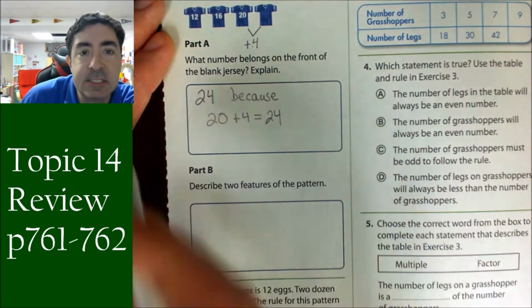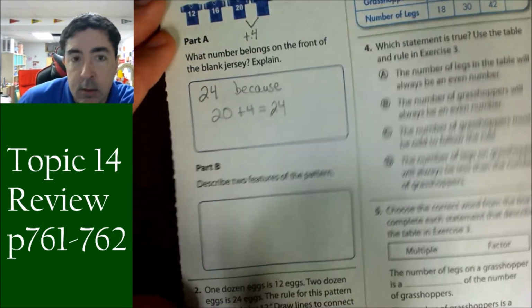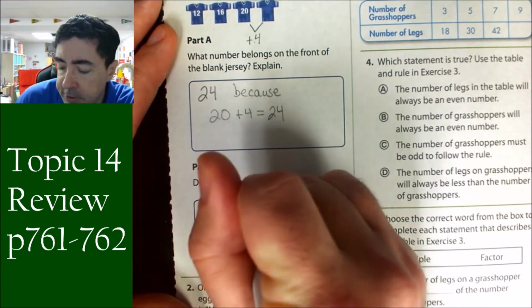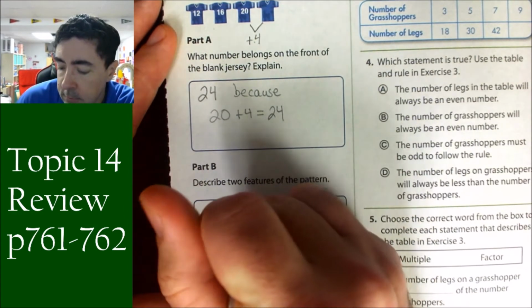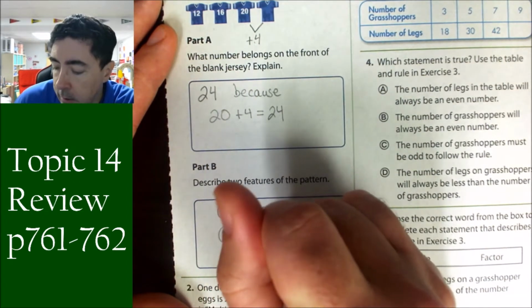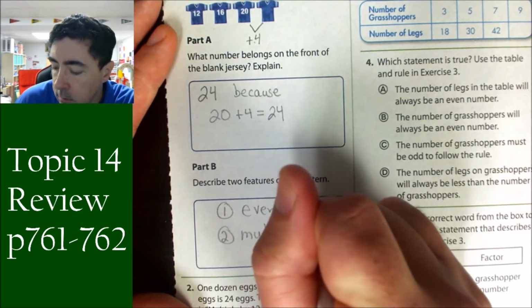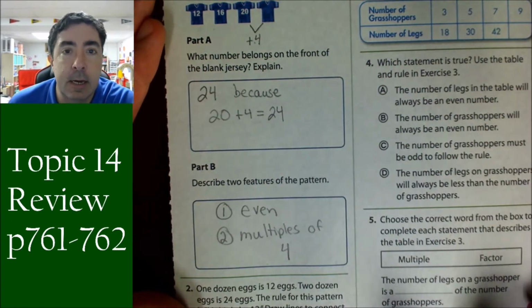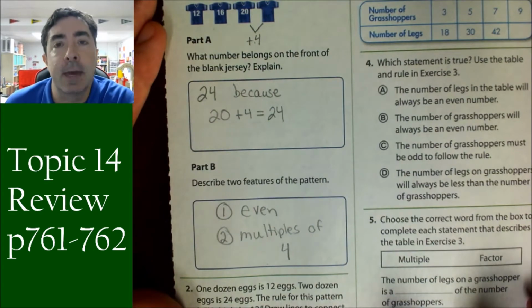What are two features of the pattern? So what can we say about the numbers in this pattern? I noticed that, first of all, the numbers are even, and they are what are called multiples of 4 because they're counting up by 4 every time. So those are just two examples from what you might have for that problem.